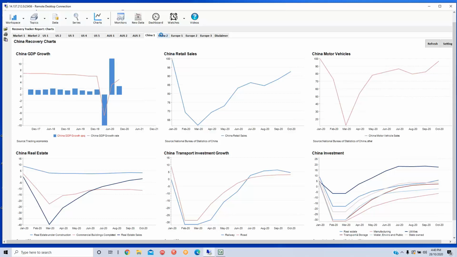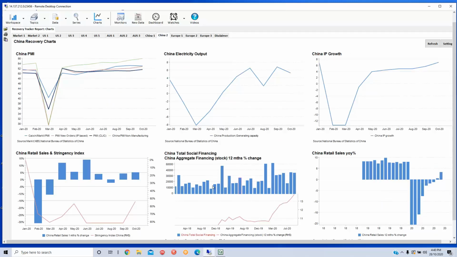So China's shown probably the most promising recoveries. Electricity output is back above where it was. IP growth similar, and we talked about retail sales being quite solid. First positive, or second, most encouraging result basically this year.